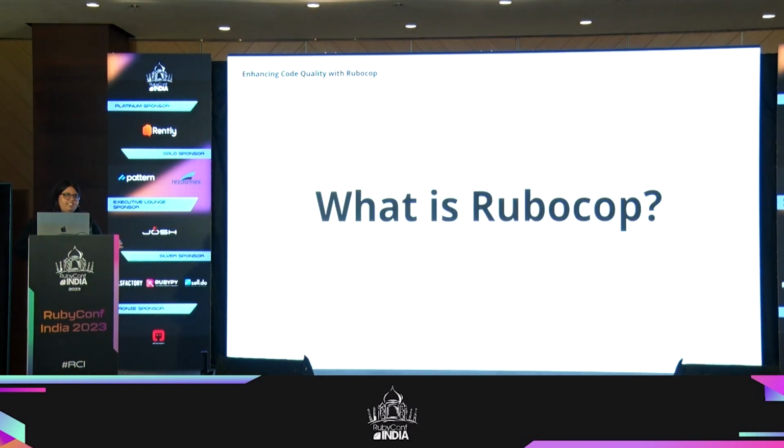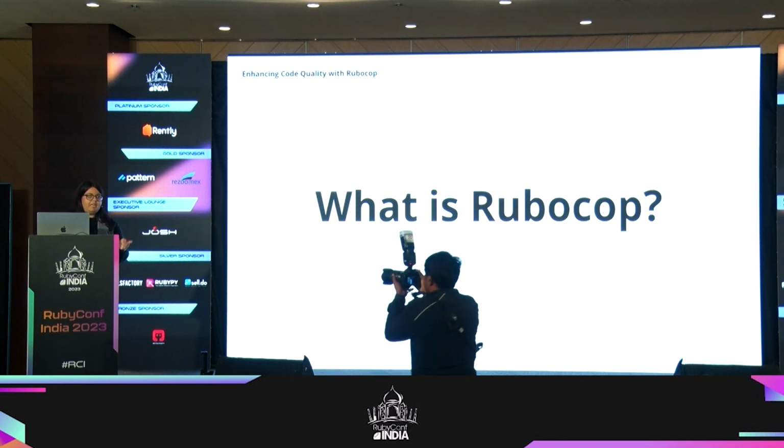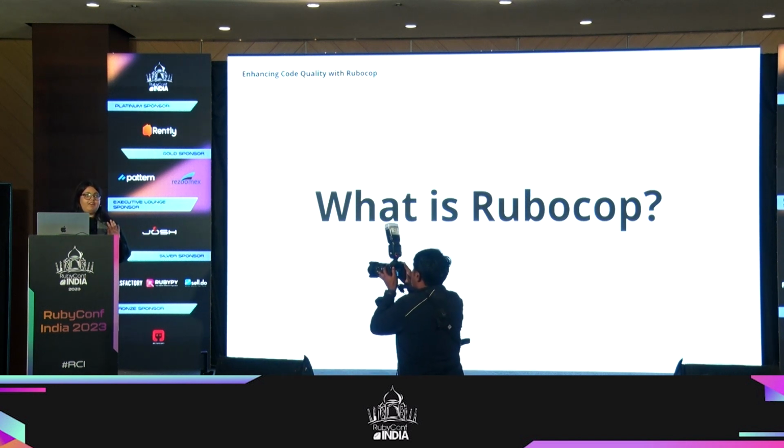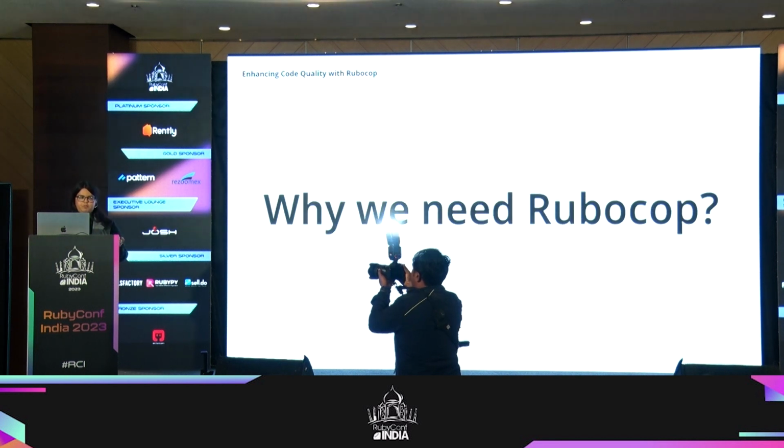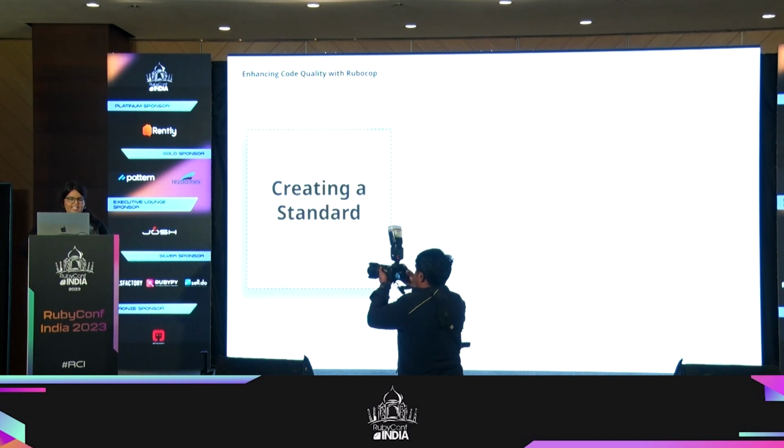First things first, what is Rubocop? As most of you might know, Rubocop is the linter based on the official Ruby code style guide. It comes with a lot of default configurations, but at the same time, it provides us with a lot of parameters which are configurable based on our needs. Now we understood what Rubocop is. It's always important to understand the why behind everything. So let's see why we need it.